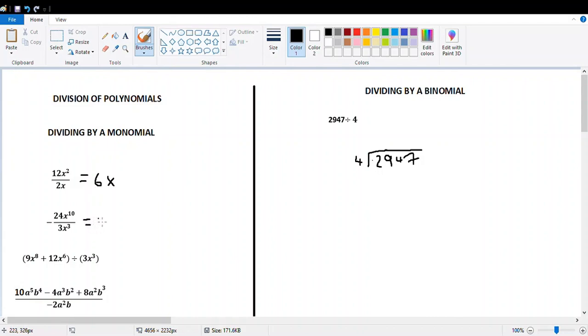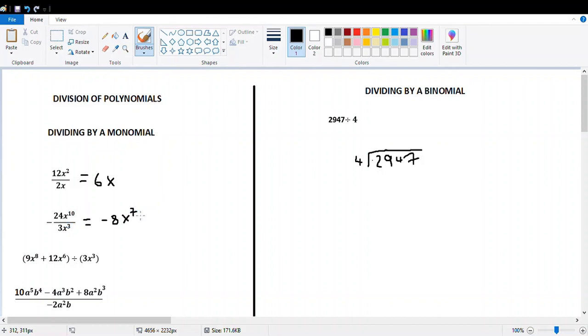Example number 2, exactly the same. First, the coefficients: negative 24 divided by 3 is negative 8, and then x to the 10th power divided by x cubed is going to be x to the 7th power, because it's a subtraction between 10 and 3.